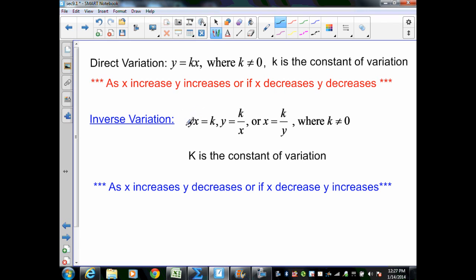The general formula for that is yx equals k, or we can convert that to y equals k over x, or x equals k over y with simple algebra. Again, k cannot equal 0, and still k is the constant of variation. In this case, as x increases, y will decrease, or if x decreases, y will increase.